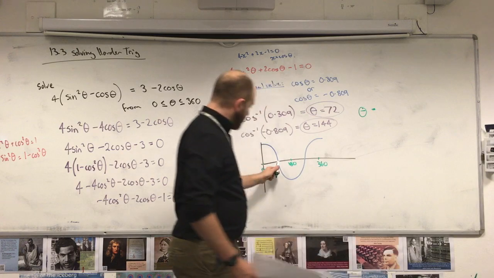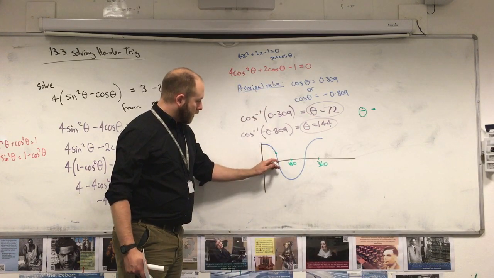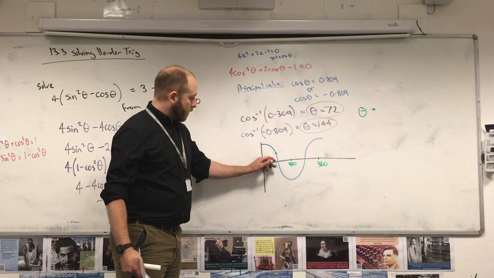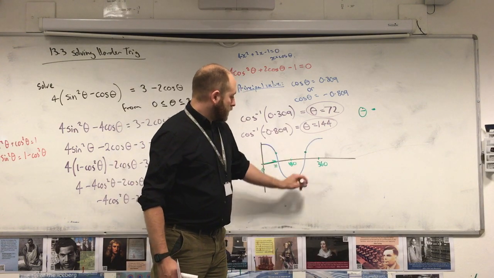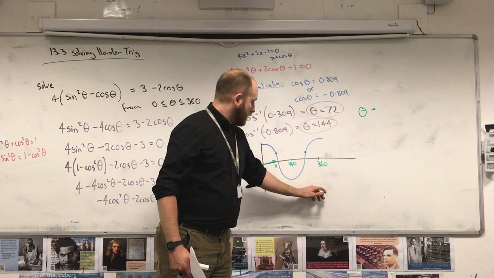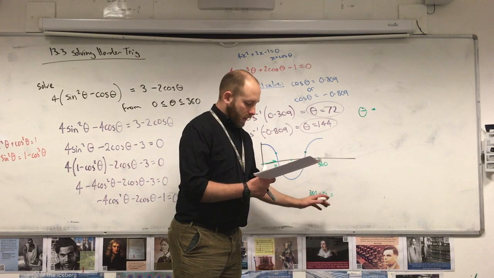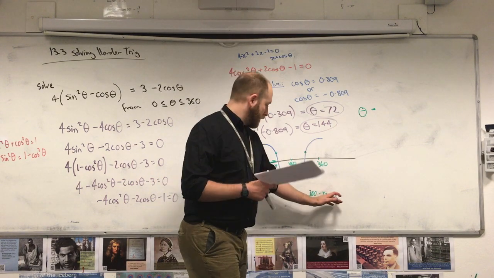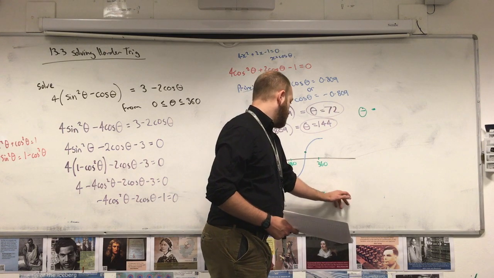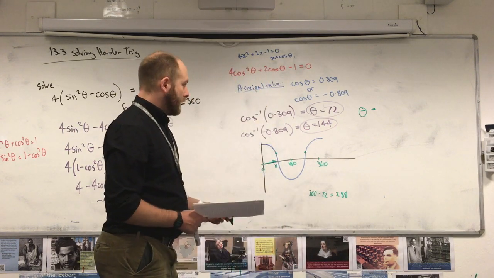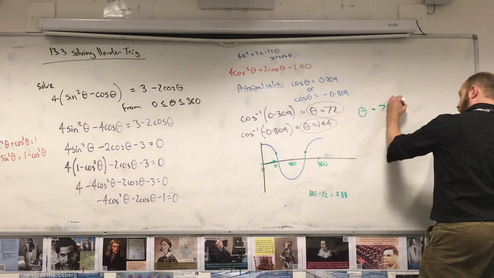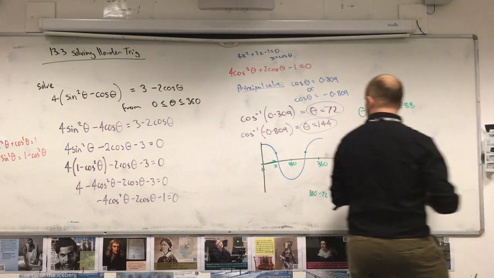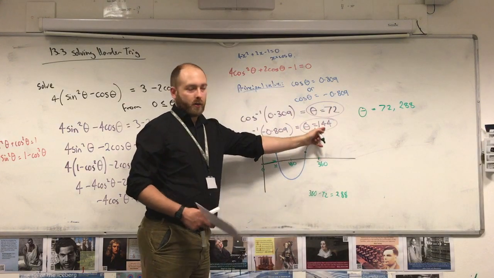So 72, if 90 is here, 72 is going to be about here. So that's measured from the peak. So there should be another one there measured from this peak. So if we do 360, take 72, we get 288. So we got 2 solutions there. So 72 and 288. Our other solutions are going to come from 144.